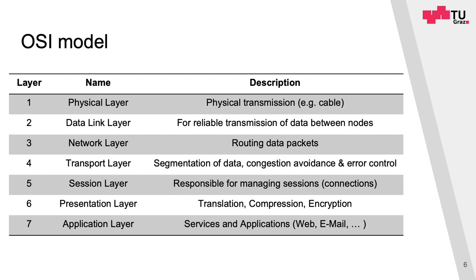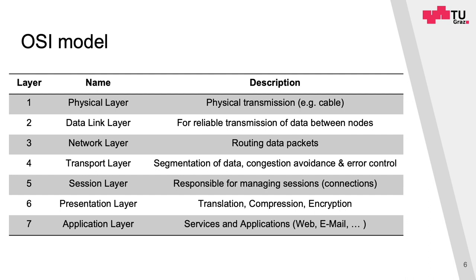And then the fourth layer is called the transport layer, and the transport layer divides the data into smaller chunks or segments, and it also performs congestion avoidance. So for example, if the PC sends data at 100 megabits per second, and the smartphone can only receive at 10 megabits per second, then the smartphone tells the computer to slow down. So this is congestion avoidance. To recap, the transport layer is responsible for the segmentation of the data into smaller chunks. It also performs congestion avoidance and error control.